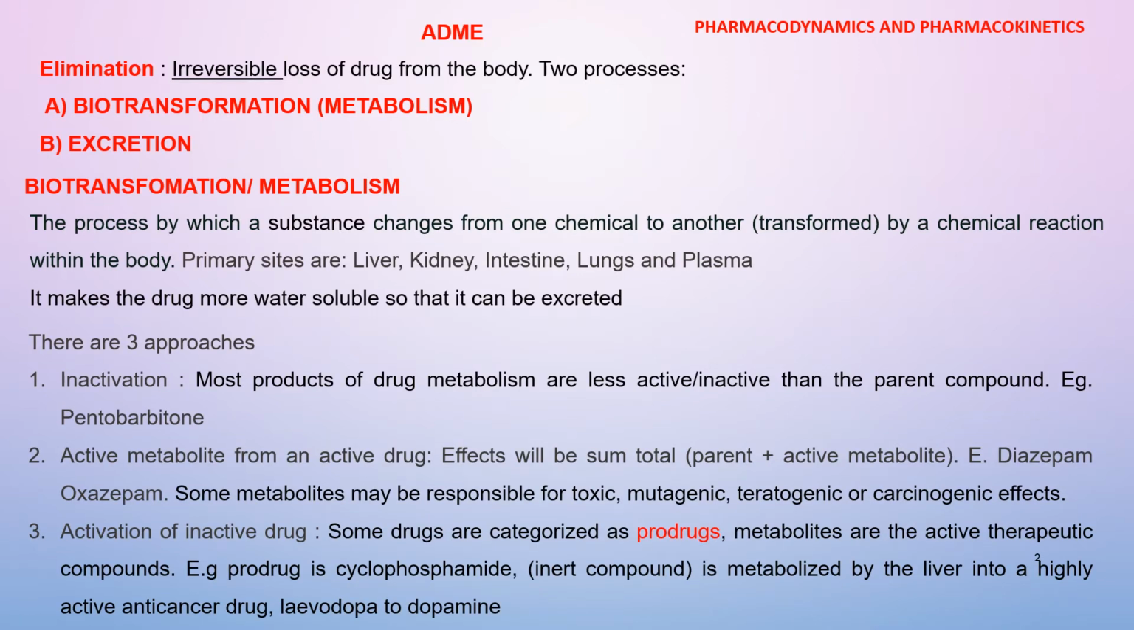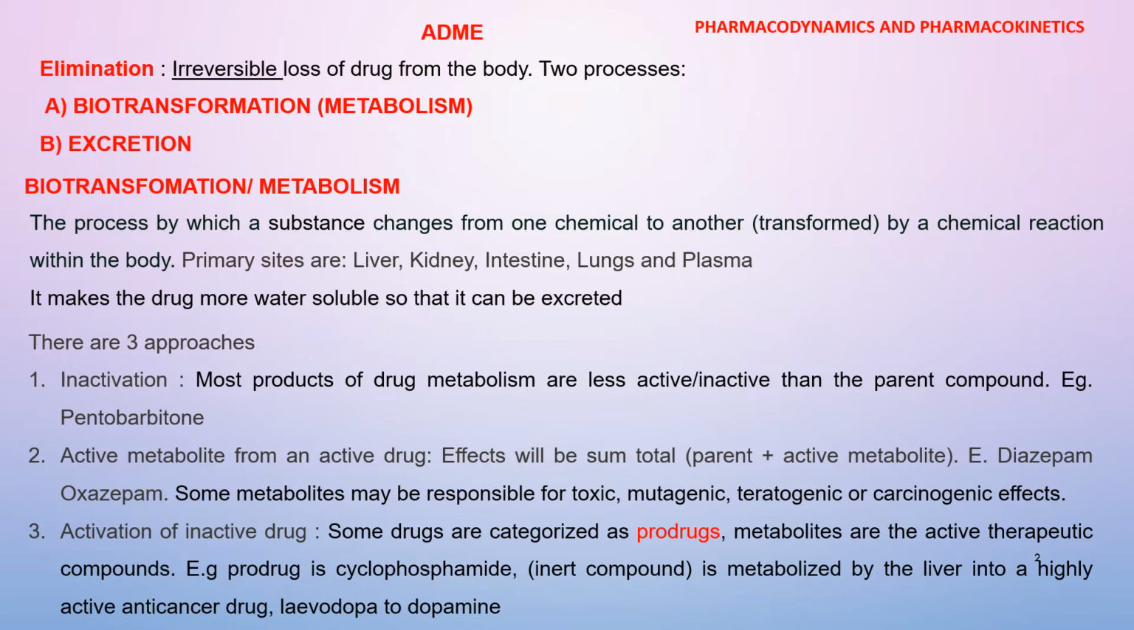Elimination. Elimination is an irreversible process of removal of drug from the body. It occurs by means of two processes, metabolism and excretion. Metabolism, also known as biotransformation, is a process of breaking down of complex molecules into simpler forms for easy elimination. The main organs responsible for biotransformation are liver, kidney, intestine, lung, and plasma.